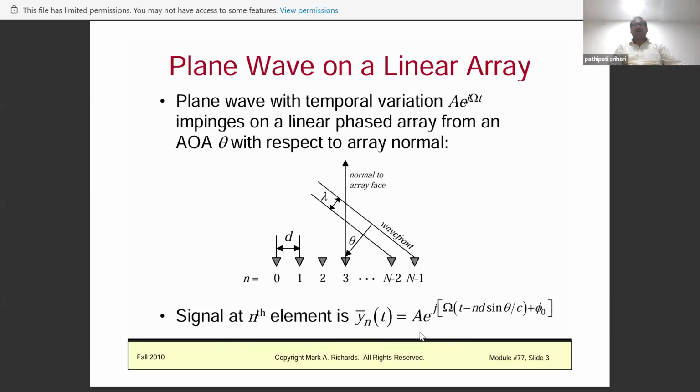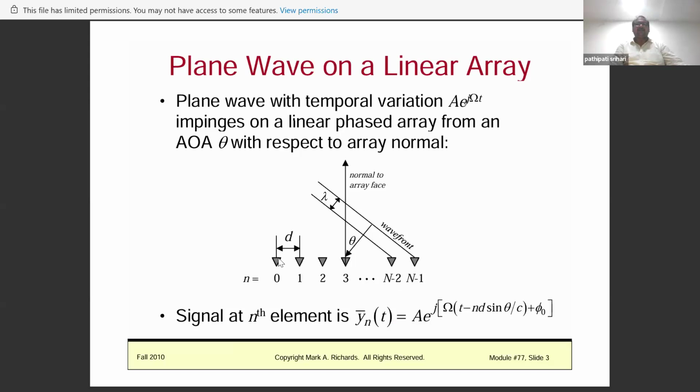The y_n bar of t is a e power j into omega, where omega is the angular frequency of that particular wave, and it is a complex exponential we are talking about, t minus nd sine theta by c. Here n is the antenna element number, and d sine theta. What is this d sine theta?